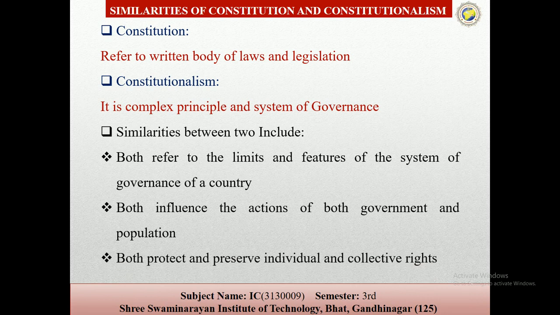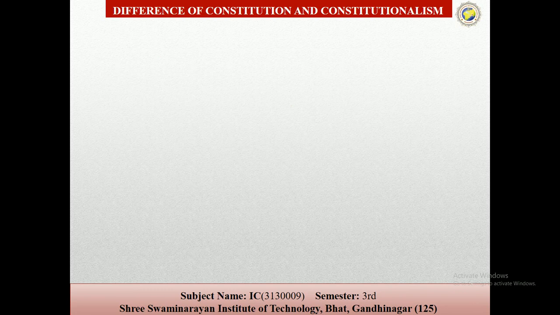Both protect and preserve individual and collective rights, preventing the central government from abusing its powers and infringing on citizens' basic freedoms. दोनों को अलग अलग फ्रीडम दी हुई है. So these are the basic similarities.